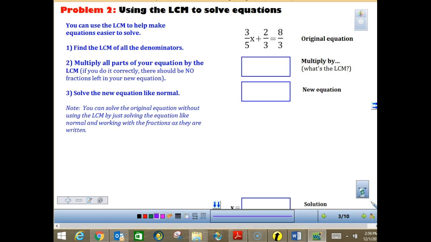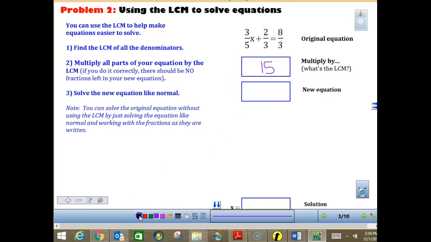So as we are looking at this, it says we can use the least common multiple to make equations easier to solve. So first thing we're going to look at is the least common multiple of our denominators. So we have 5, 3, and 3. My least common multiple that 5 and 3 can both go into is going to be 15. Everyone agree? 5 and 3 have nothing in common, so 5 times 3 is 15.